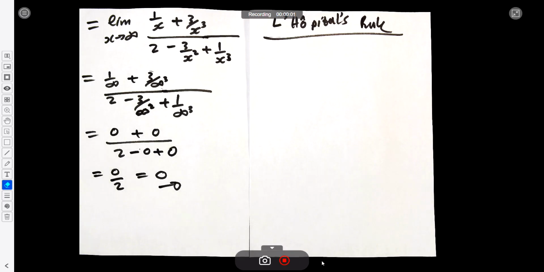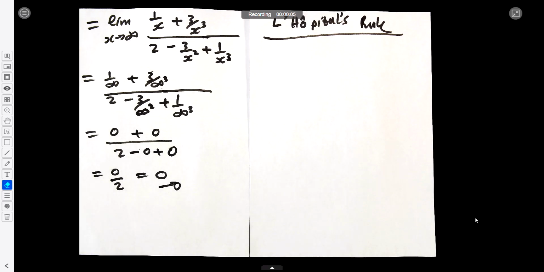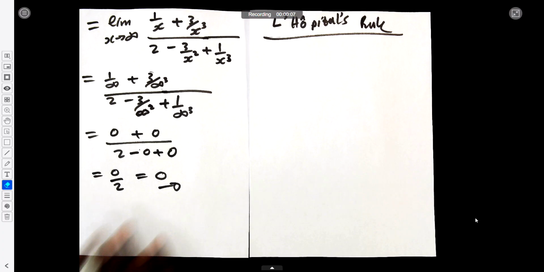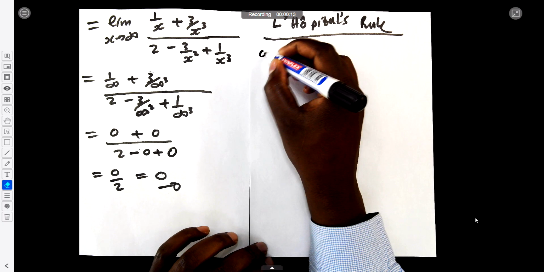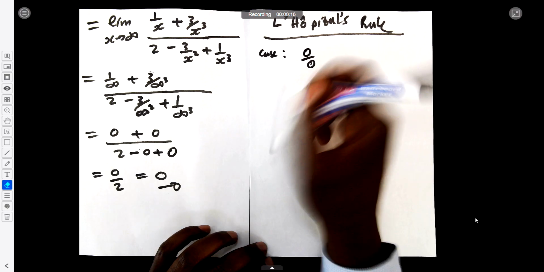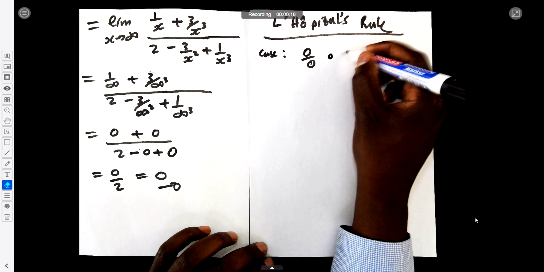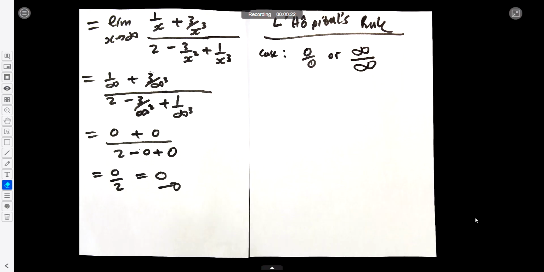Read the notes there in your books and find out the conditions where L'Hopital's rule is applicable. It's in the cases where we have 0 over 0 or infinity over infinity, indeterminate form divided by indeterminate form.